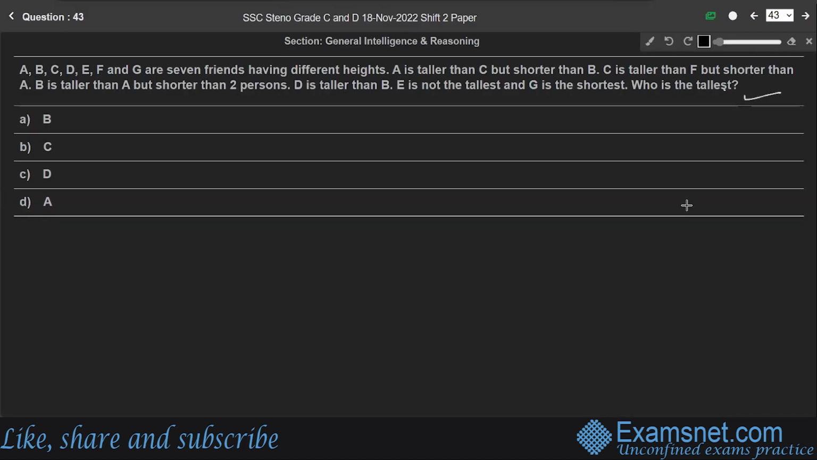Question 43. A, B, C, D, E, F, and G are 7 friends having different heights. A is taller than C but shorter than B. C is taller than F but shorter than A. B is taller than A but shorter than 2 persons. D is taller than B. E is not the tallest and G is the shortest. Who is the tallest? So we'll consider 7 persons, 1, 2, 3, 4, 5, 6, 7 according to their heights. We'll start from shortest to tallest.